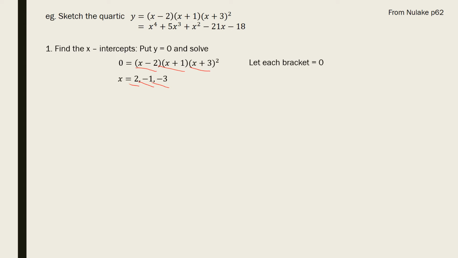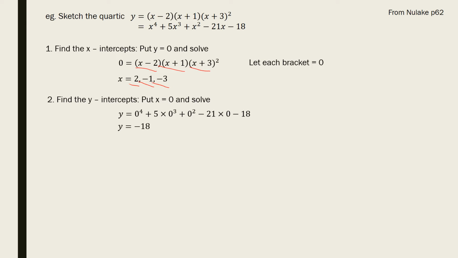So the next step is to find the y-intercept, and we put x equals 0 and solve. So just put it into any of the equations. I've just put it into the second expanded version of it, and you see most of it is equal to 0, and I'm left with y equals negative 18.